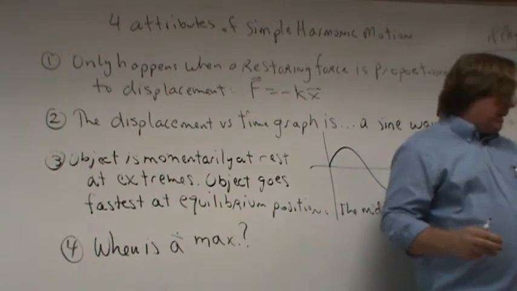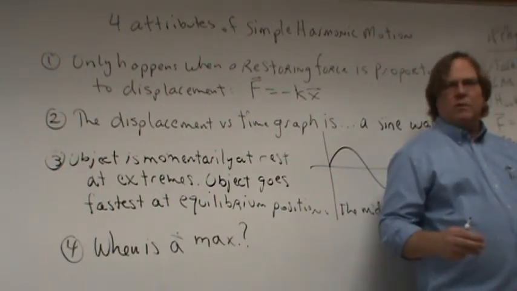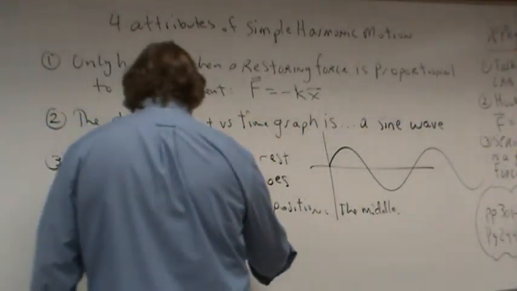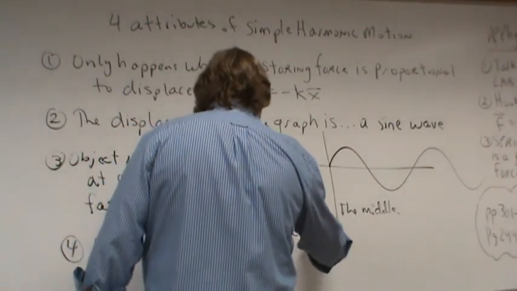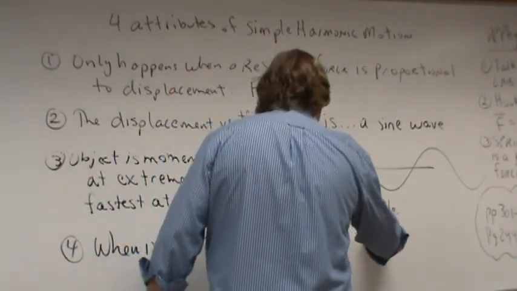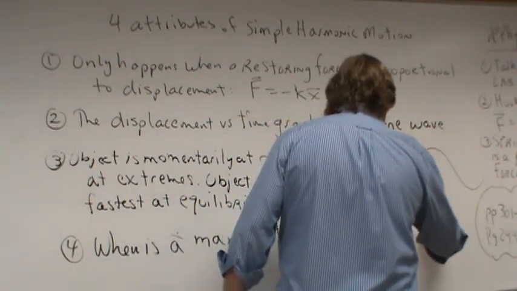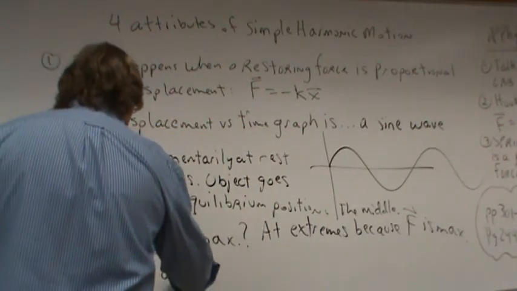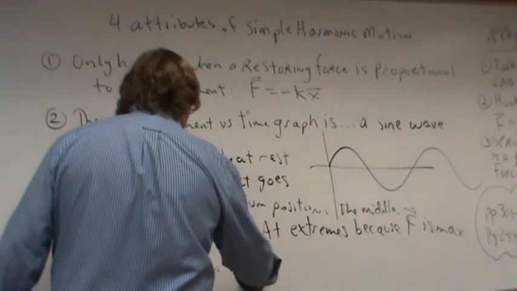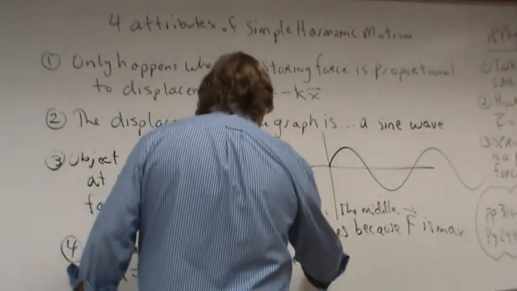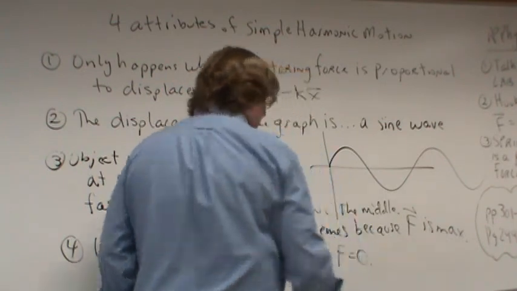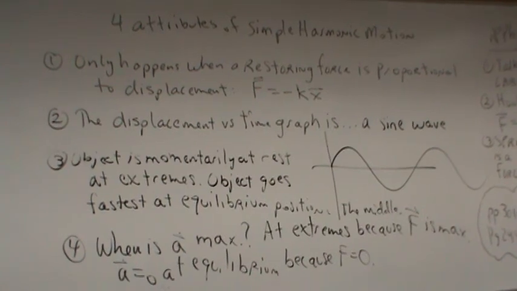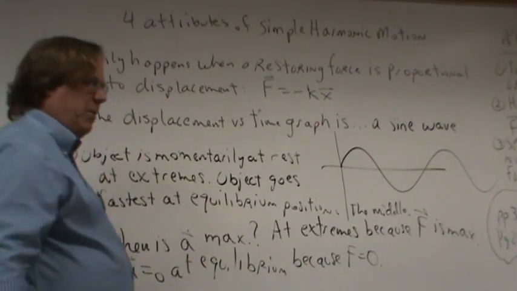The net force, right now at the equilibrium position, what's the net force? 0, it's not moving. Okay, so here, please write this down. When is a max? At extremes, because F is max, and acceleration equals 0 at equilibrium. Sorry about this, because F equals 0 at the equilibrium position. Alrighty, good luck. Remember, when you do tonight's homework, only do positive kx. Restoring force proportional to distance.